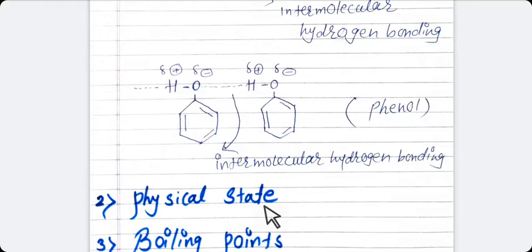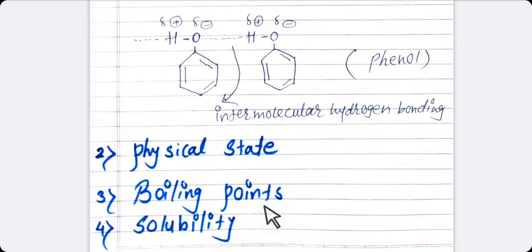Next, physical property of alcohols and phenols is physical state. Lower alcohols are colorless toxic liquids having characteristic alcoholic odor, and pure phenols are colorless, toxic, low melting point solids, having characteristic carbolic or phenolic odor. Students, we are studying physical state of alcohols and phenols. So lower alcohols are colorless, toxic liquids having characteristic alcoholic odor. Pure phenol is colorless, toxic, low melting point solid having characteristic carbolic or phenolic odor.